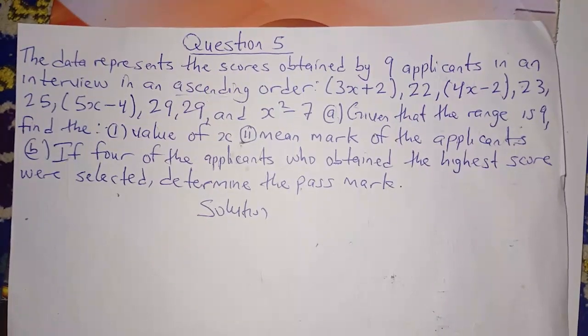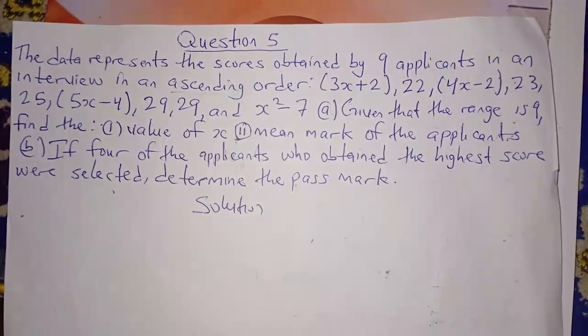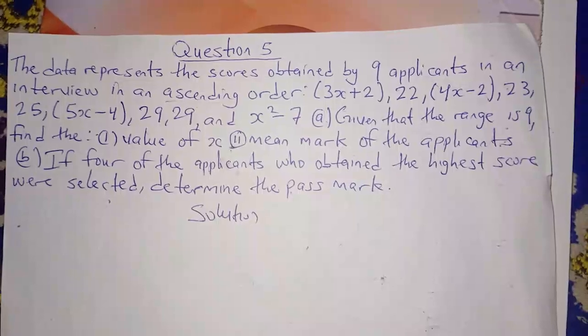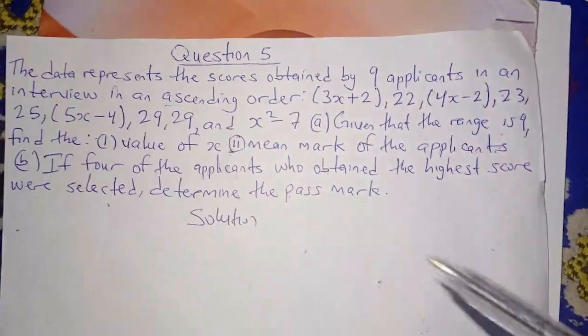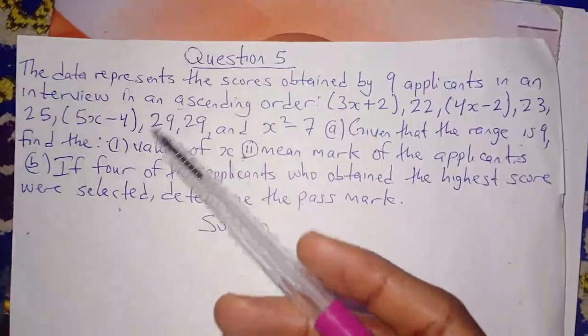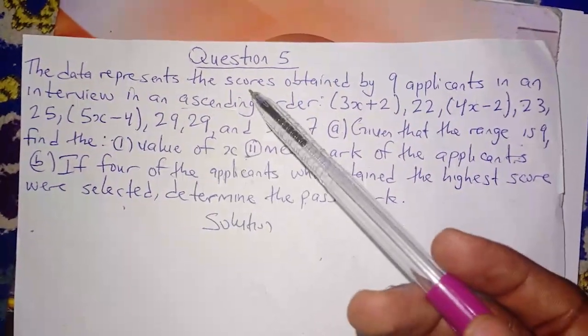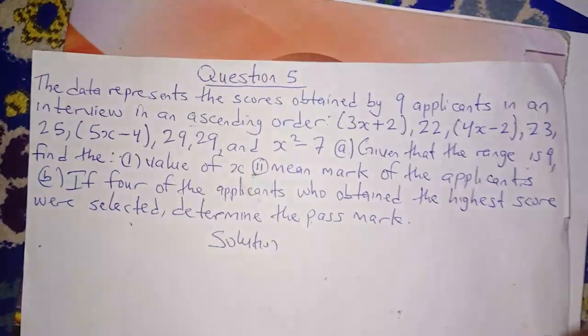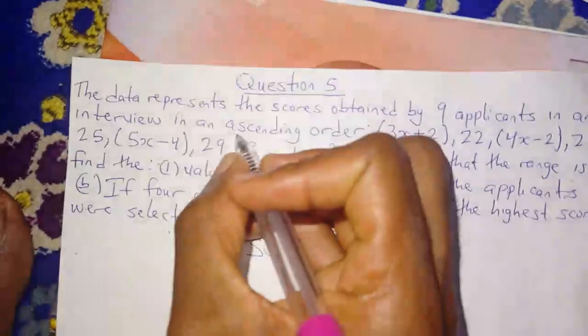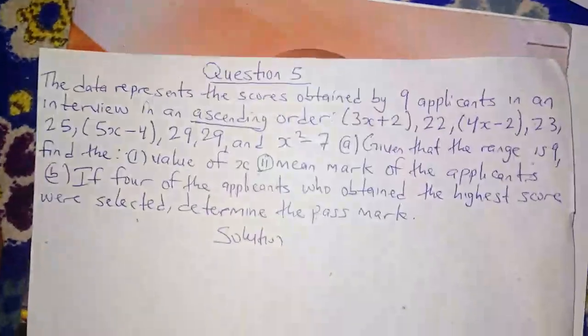In the previous videos, we've considered the first four questions, and here we are going to be considering the fifth one, which is on statistics. Now, the question is as written here. We have the scores obtained by 9 applicants in an interview, and the scores are said to have been arranged in an ascending order. So note this word.